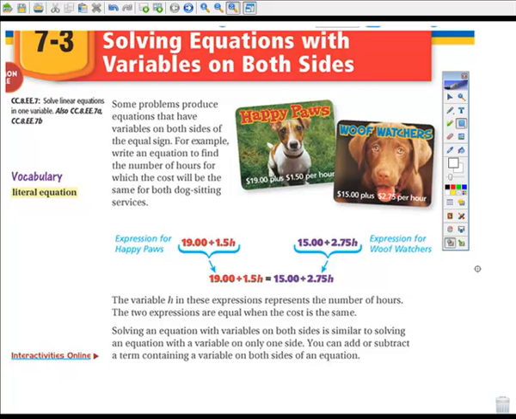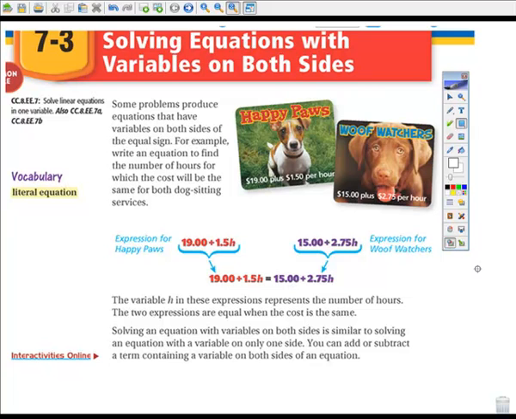Lesson 7.3 is solving equations with variables on both sides. So up to this point you have collected like terms and you have solved multi-step equations, and now we're just going to add a little bit more to it. It says some problems produce equations that have variables on both sides, and for our purposes they will be the same variable. Eventually down the road you're going to have different variables, but for now we're just going to deal with the same variable.